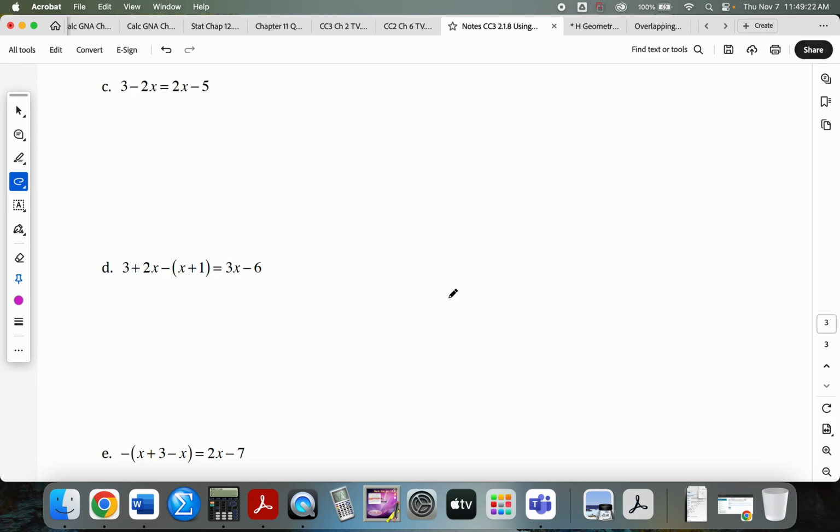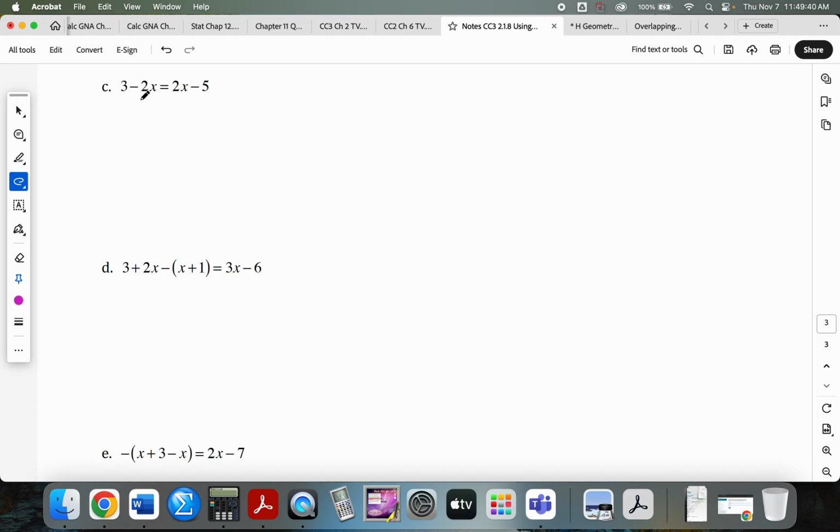This one is slightly harder because I have a negative 2x and a positive 2x. But it's the same idea. How about we do that later? I appreciate it though.